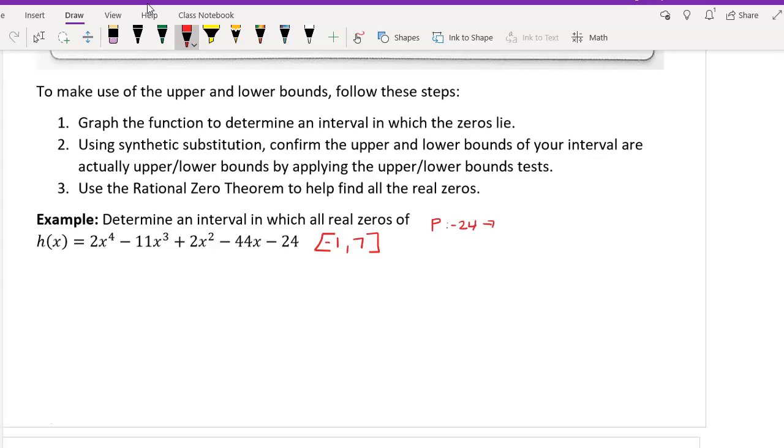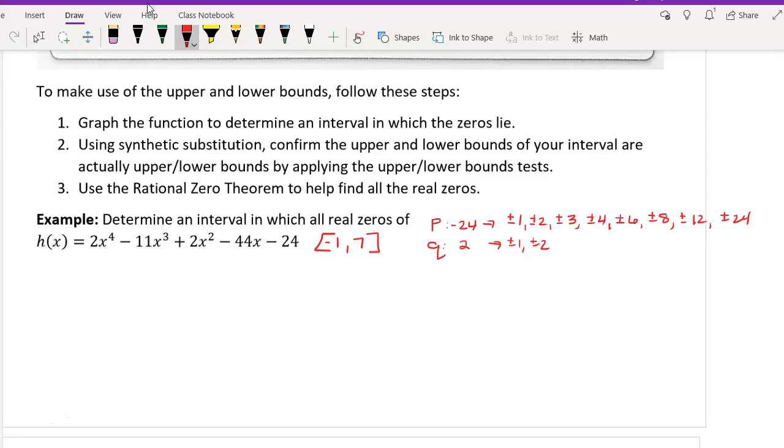So factors of -24 are plus or minus 1, plus or minus 2, plus or minus 3, plus or minus 4, plus or minus 6, plus or minus 8, plus or minus 12, plus or minus 24. And then we have q. Q is 2. It says plus or minus 1, plus or minus 2. So when we take a look at that, that's 1, 2, 3, 4, 5, 6, 7, 8 p's over 2 q's.